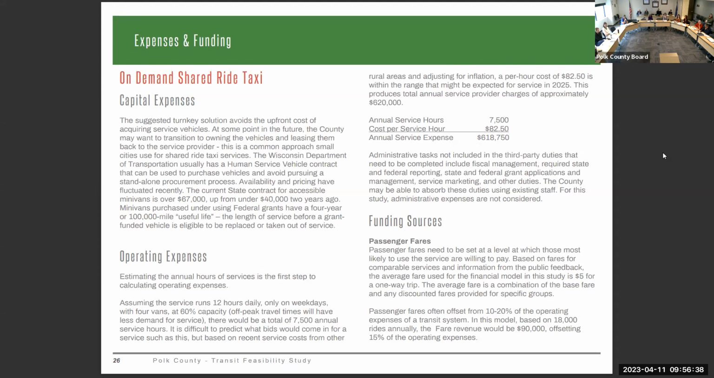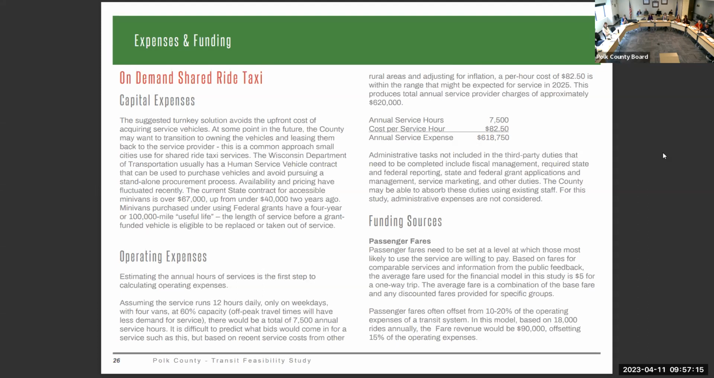Now, the funding sources, of course, passenger fares are always a big part of the mix. They usually run 10 to 20% of the cost of it. State and federal grants, and then the local share. And all of the state and federal grants require a local share. Local share is interesting. It can be tax revenue, but it can also be donations from any of the private or healthcare, and sometimes there's foundations that contribute fairly significantly to that. Didn't assume any of that.